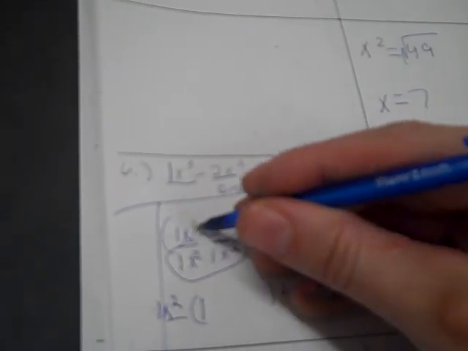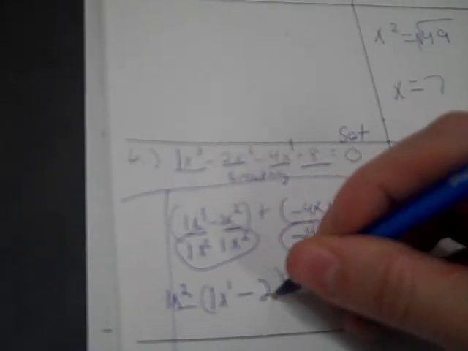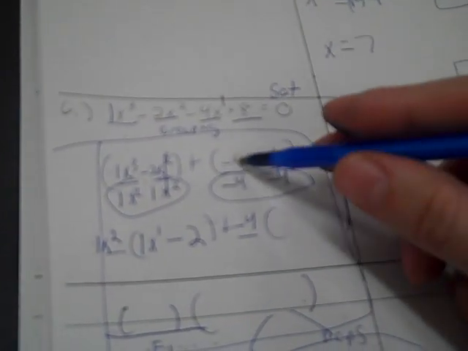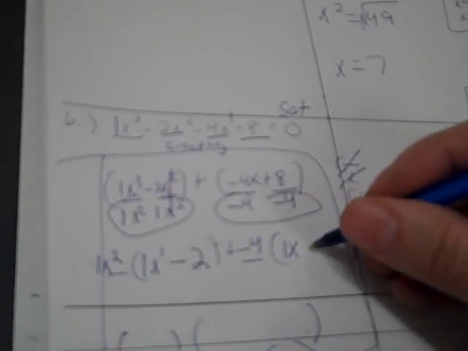So then I divide. 1 divided by 1 is 1. 3 minus 2 is x to the first. And negative 2 divided by 1 is negative 2. Those are the same power, so they go bye-bye. And in here is the same thing. That's going to be positive 1. I'm still going to have x. And then 8 divided by negative 4 is negative 2.